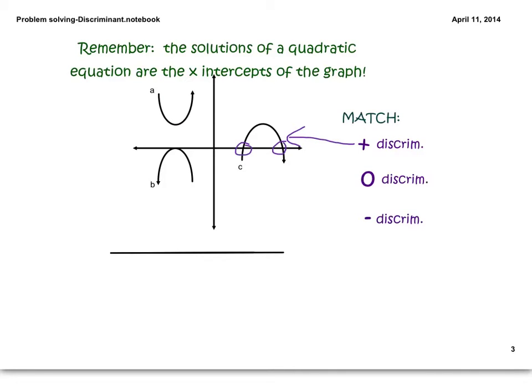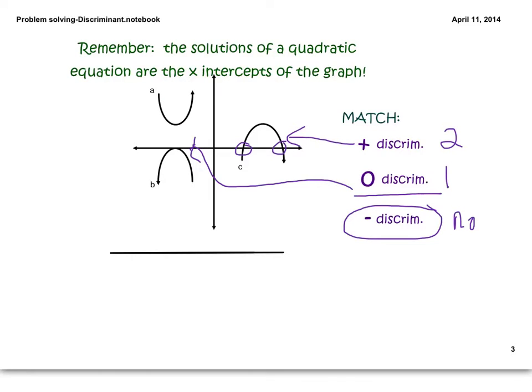If the discriminant is 0, it is only going to have one solution. So that means the parabola will only hit the x-axis one time. The vertex sits right on the x-axis. And a negative discriminant has no solutions. That means it is not going to touch the x-axis at all. So it's going to be this one right here.